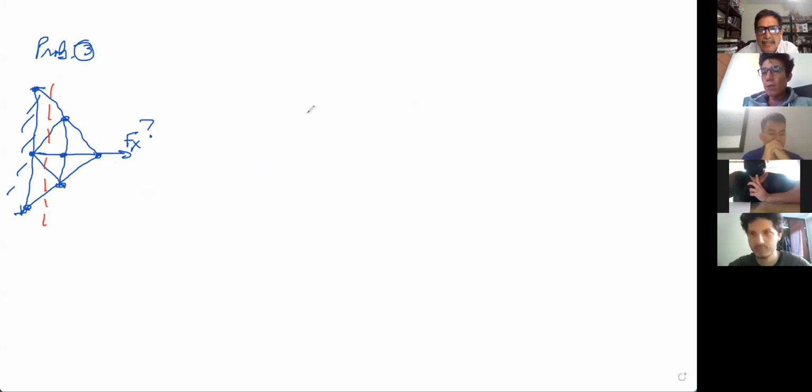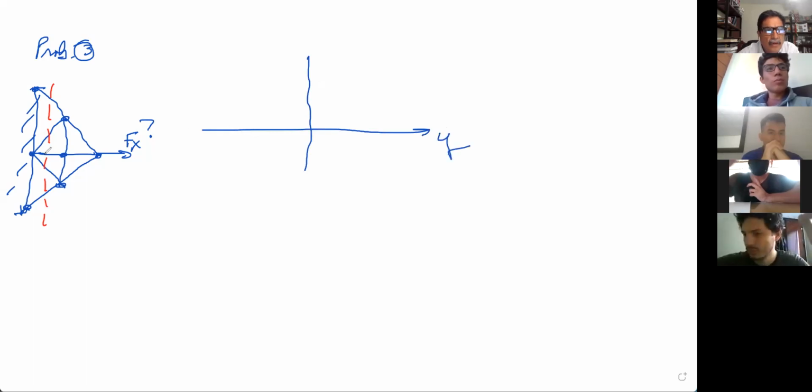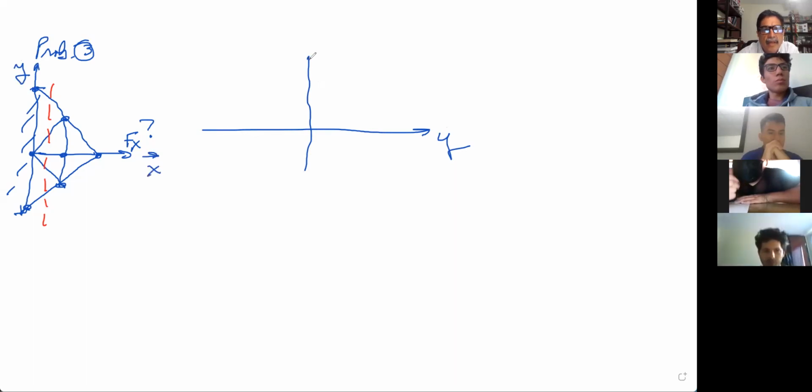Everybody, please make a sketch. This is y, see? Y is measured in this direction. This is x. And here, I want you to plot sigma x. So please make a sketch of this distribution. Everybody, make a sketch of this distribution.